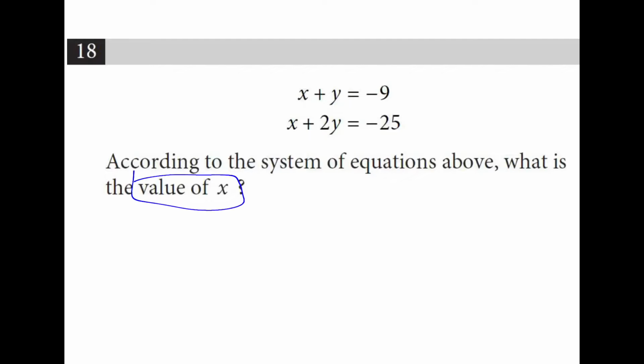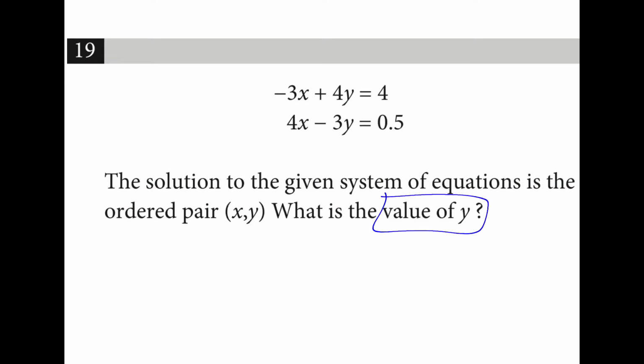What is the value of x? I want to cancel out the y's, so I can double this top equation. 2x plus 2y is equal to negative 18. I'm going to subtract all three columns straight down, so I can flip these signs. And now I have x, the y's go away, and I have 7. And there's my answer.